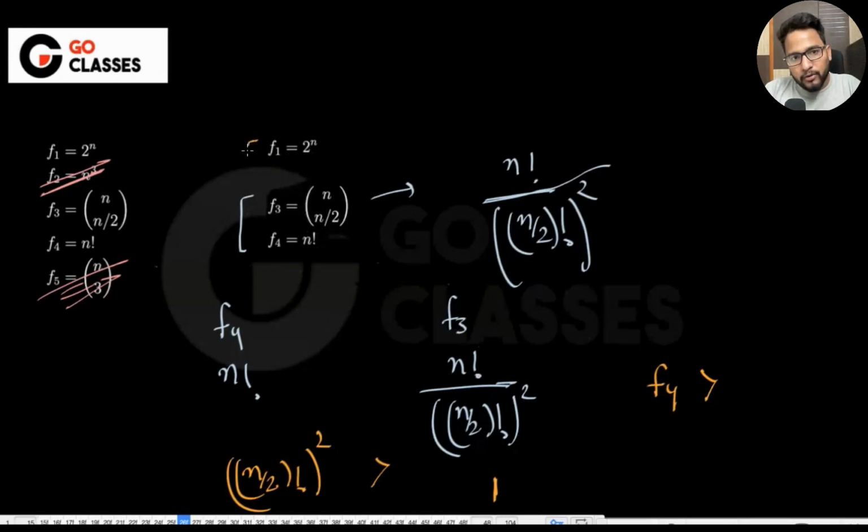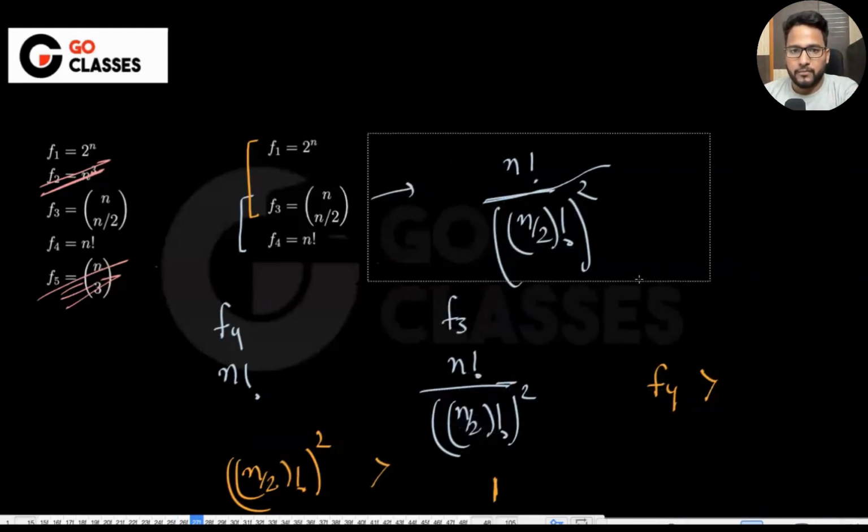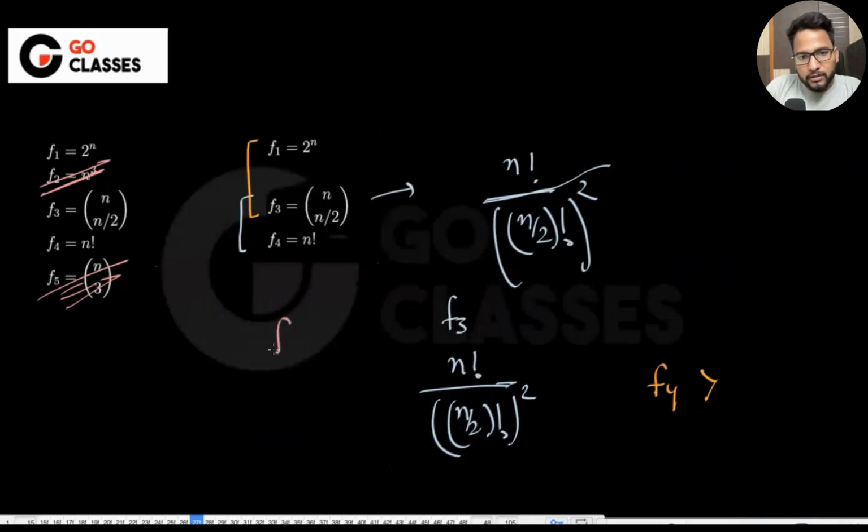Now I want to talk about this F1 and F3. Now let's just see which one is greater, right? Okay. So F1 and F3. So what do you think? This F1 is 2 power n.